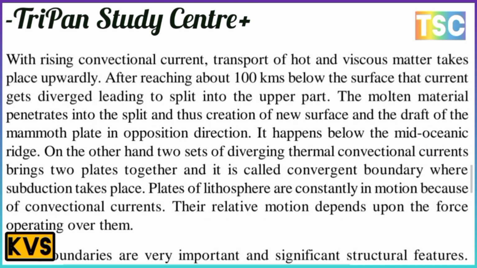With the rising convection current, hot and viscous matter is transported upward. After reaching about 100 kilometers below the surface, the current diverges, leading to spreading in the upper part. The molten materials penetrate into the spreading zone and thus create new surface, and the plates drift in opposite directions. This happens below the mid-oceanic ridges.